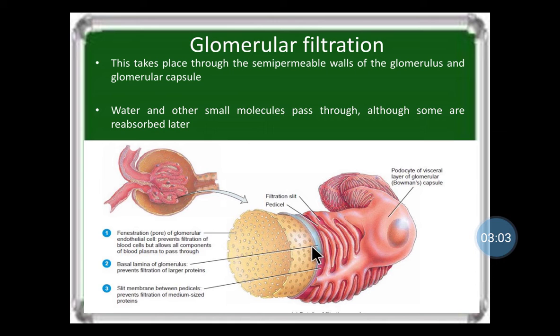Then there are three layers in these capillaries. The first layer prevents blood cells like WBCs and RBCs, but it allows all components of the blood plasma to pass through it. The second layer prevents the filtration of large proteins, and the third layer prevents the filtration of medium-sized proteins.